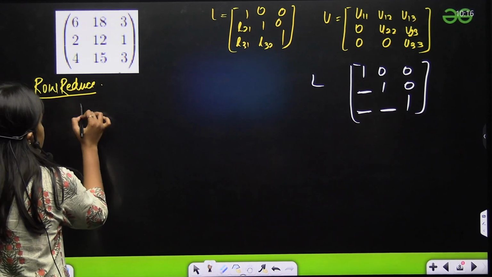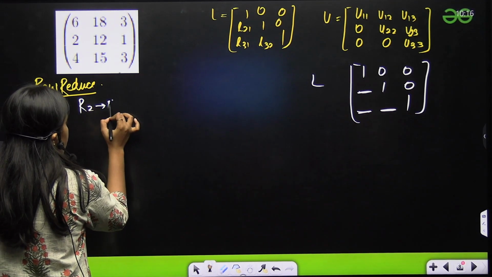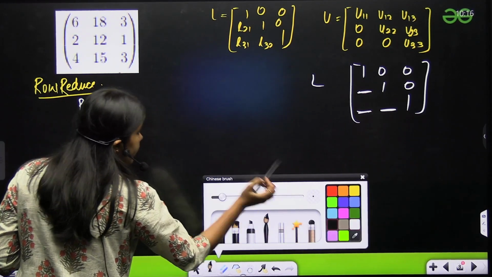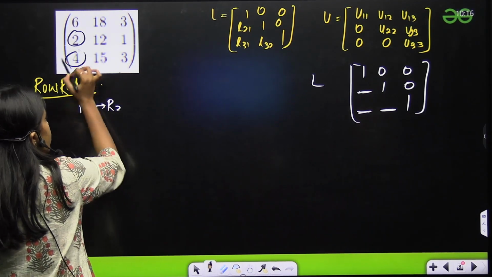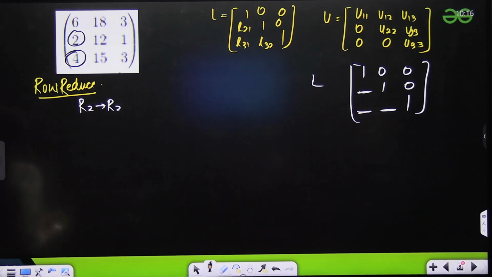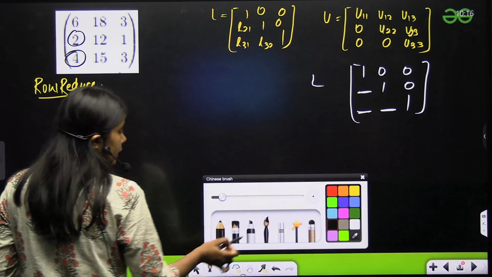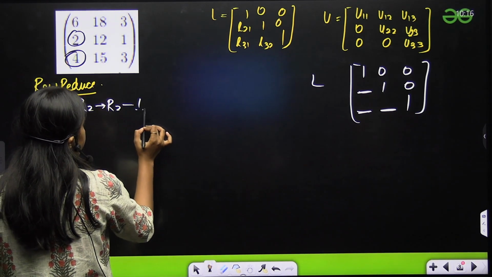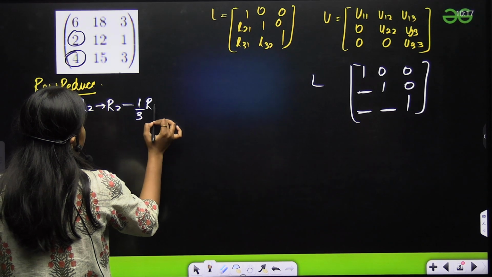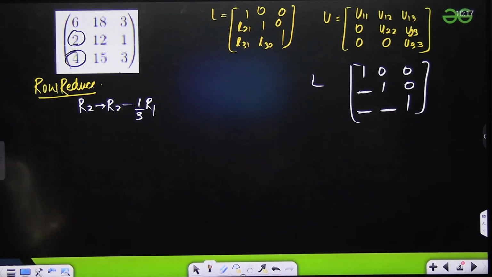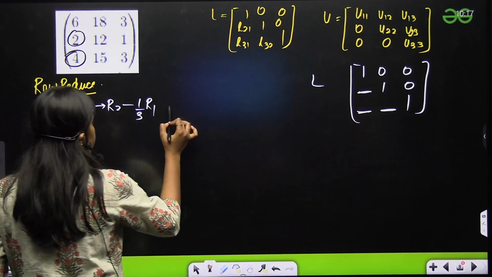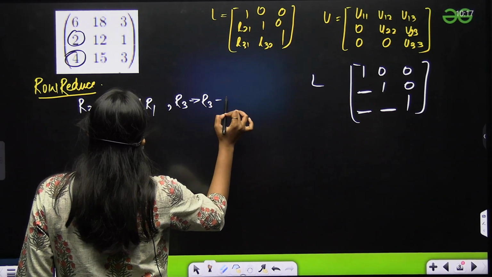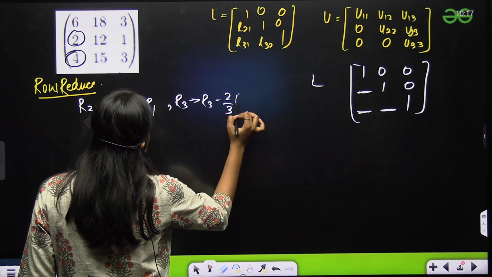So let's do that. So what would I do? R2 tends to R2, I have to make this 0, right? What I need to do for row reduction, to make it an upper triangular matrix, is make this value 0 and this value 0. I have to make these 2 values 0. So how would I make that? R2 tends to R2 minus 1 by 3 R1. Can I do that to make this value 0?